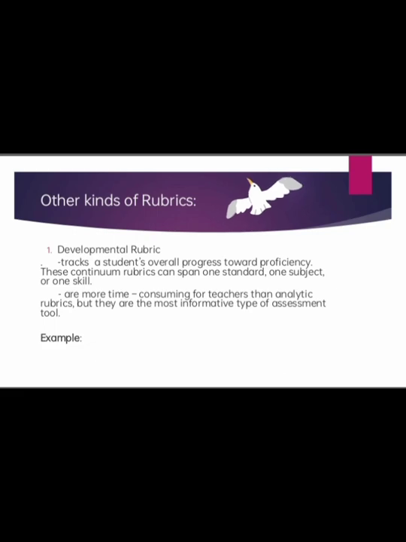Other kinds of rubrics. Number 1. Developmental rubric. While other types of rubrics measure assignment or project, a developmental rubric tracks a student's overall progress toward proficiency. This continuum rubric can span one standard, one subject, or one skill. Developmental rubrics are more time-consuming for teachers than analytic rubrics, but they are the most informative type of assessment tool.